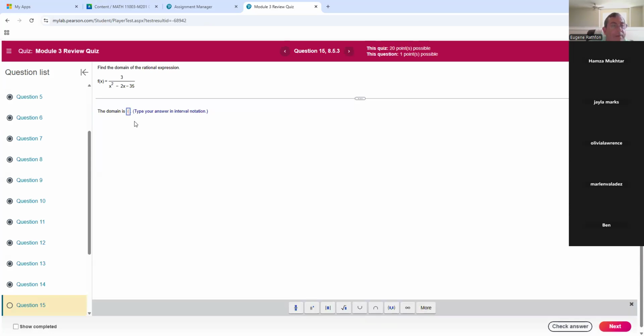So parentheses, negative infinity, comma, negative 5, close parentheses, use your union, open up parentheses, negative 5, comma, 7, close parentheses, grab your union, and then this one went from what? 7, comma, infinity, and close your parentheses. Okay, so definitely they wanted interval notation on number 15.